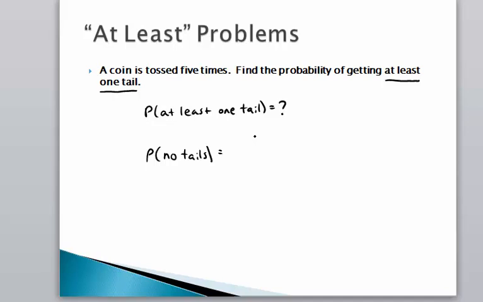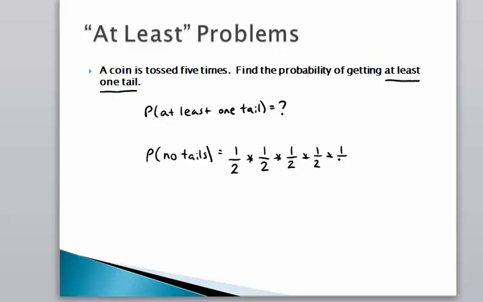So I'm going to toss the coin the first time. What are my chances of not getting tails? We know that to be 1/2. I'm going to toss the coin the second time. The probability of not getting tails is 1/2. And we're going to do the same thing for each of the 5 tosses.